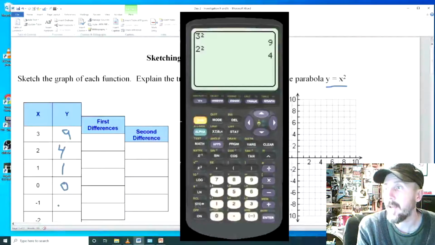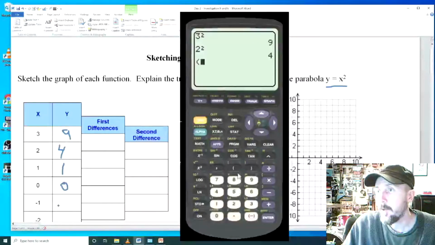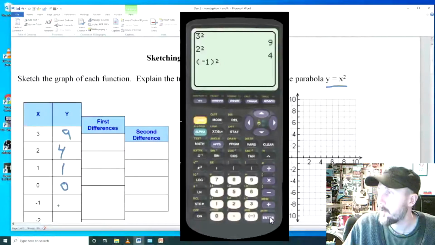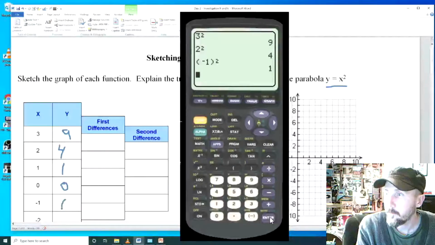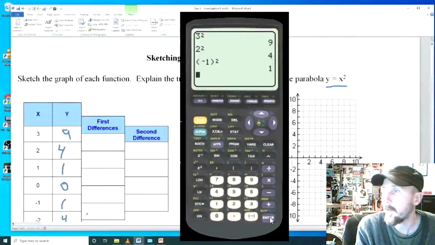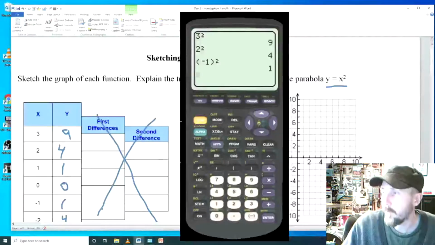Now here we get some negatives, so this might be a little bit tricky. Let's double check on our calculator. I'm going to put it all in brackets. Minus 1 squared. A minus 1 times a minus 1 should give me a positive 1. There we go, positive 1. And minus 2 squared, minus 2 times minus 2 should give me a positive 4. Now I'm going to skip these first and second differences. We did this the other day, and I don't want to lose how simple this is.